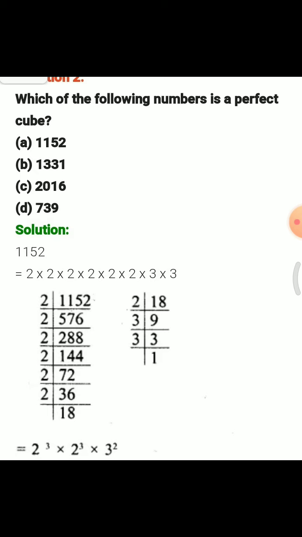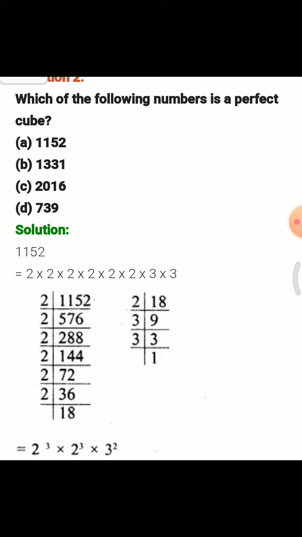1152, 1331, 2016 and 739. So you find the factors of 1152. So you divide it by 2. So 2 5s are 10, 2 7s are 14 and 2 6s are 12. After that you divide it by 2, 2 2s are 4, 2 8s are 16. After that you divide by 2, so 2 1s are 2, 2 4s are 8.